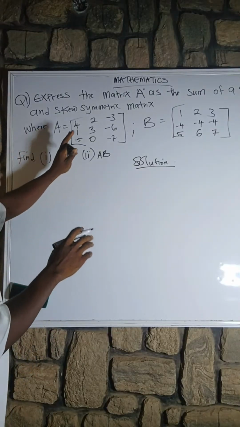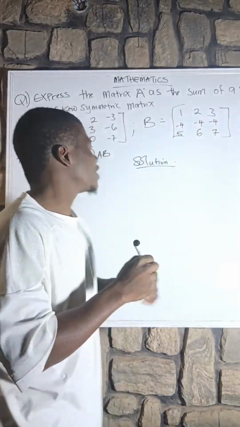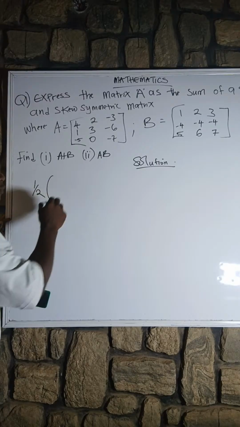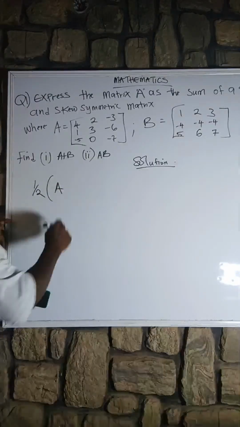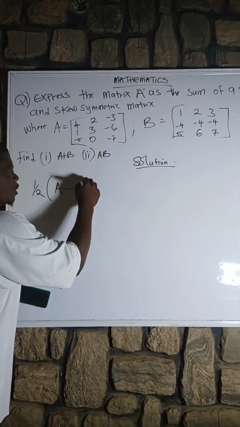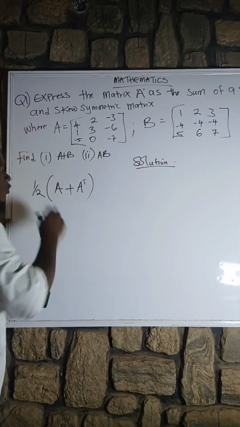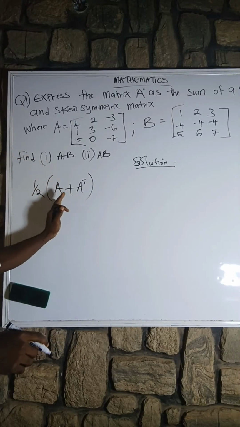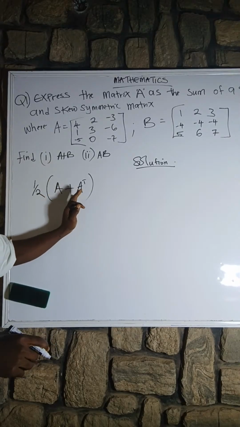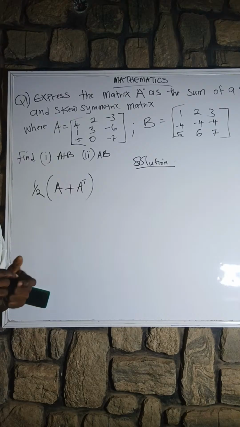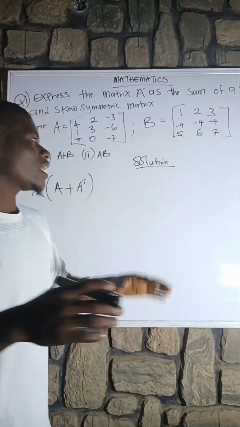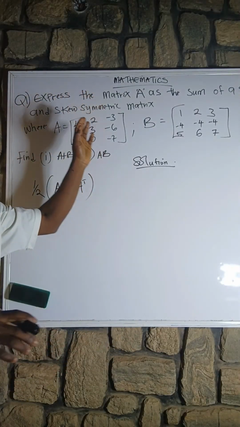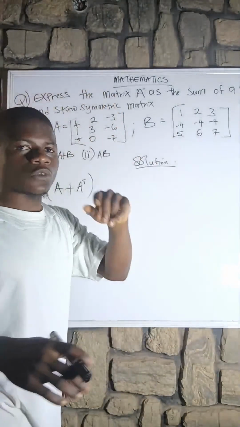The formula for finding a symmetric matrix is as simple as half, open bracket, the matrix A plus the transpose of the matrix A. What do you understand by transpose of a matrix? It's as simple as changing the rows of the matrix to become the columns, and the columns of the matrix to become the rows. Let's do it together.